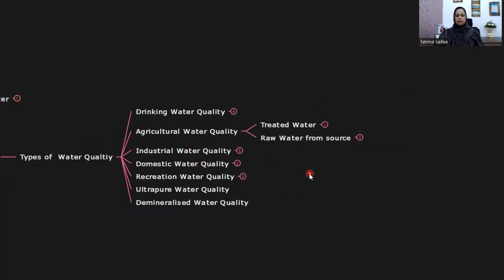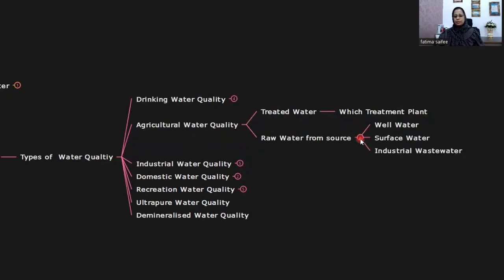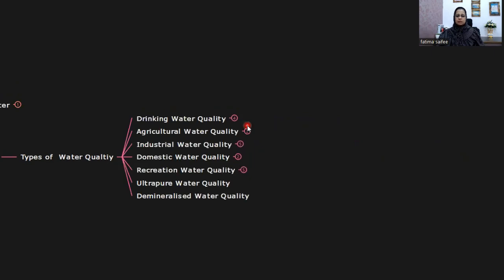Next, we will come to agriculture water quality. For agriculture, we can use raw water from the source, or we can treat the water, like some wastewater, and use it for agriculture purposes. So which treatment plant we use depends on the type of water quality from the source and how you are going to treat it for agriculture use. The raw water from the source can be well water, surface water, or industrial wastewater. This is all about agriculture water quality.